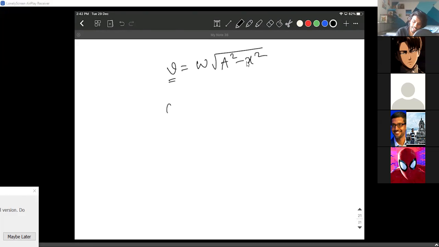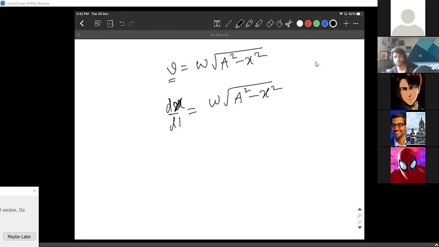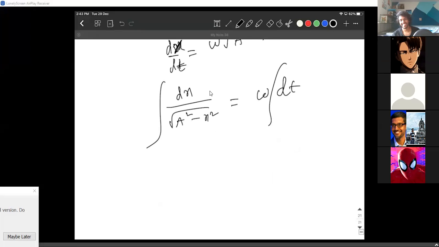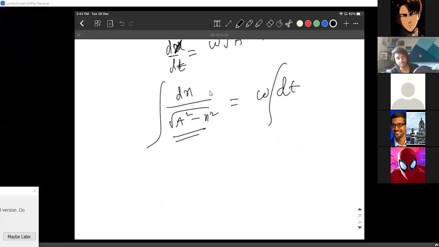Now I'm going to write v as dx by dt, equals omega into root over a squared minus x squared. So Aniket is going to help me on this. Aniket, can you raise your hand and follow me with the steps? So dx by root over a squared minus x squared equals omega dt. I only see two terms now, x and t. I happily can integrate. Aniket, how do you integrate on the left side? What is the term that you get? What's the integral term for this?